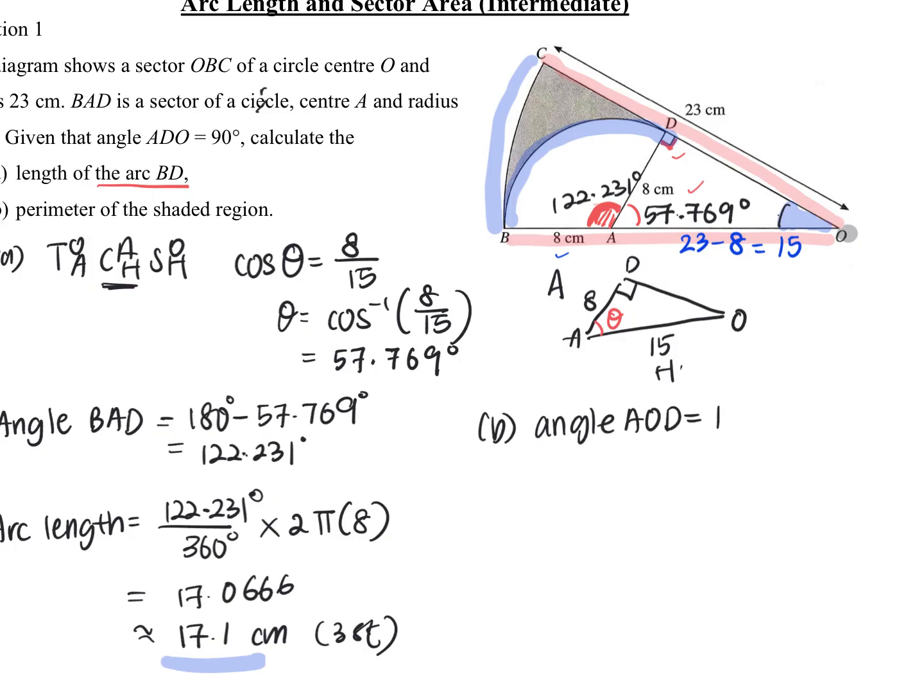Number one, angle AOD. That will be 180, angle sum of a triangle, minus away 90, minus away 57.769. Right? So what does that give me? That gives me 180 minus 90 minus 57.769, 32.231 degrees. So with this angle, now we can find this unknown arc length over here.